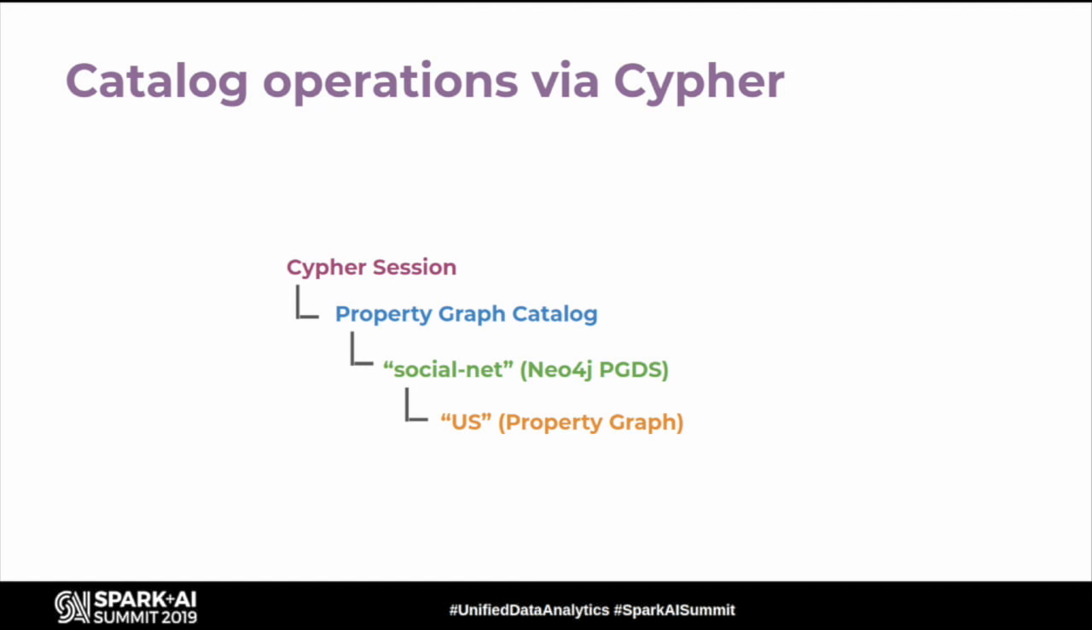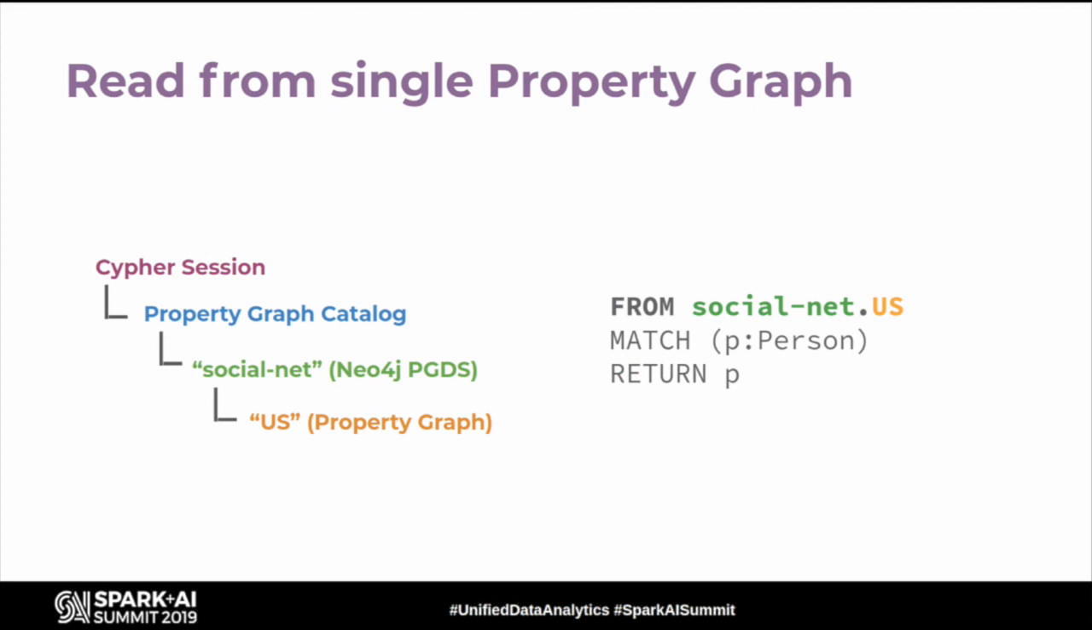So how does it look in an example? Here, for example, we have our property graph catalog, and we have one property graph data source registered under the namespace SocialNet. It's a Neo4j property graph data source. And within Neo4j, we have one property graph stored under the name US. So if we want to query that graph, we refer to its qualified graph name by saying from SocialNet, which is our data source, .US, which is the graph name, match all the persons and return them.